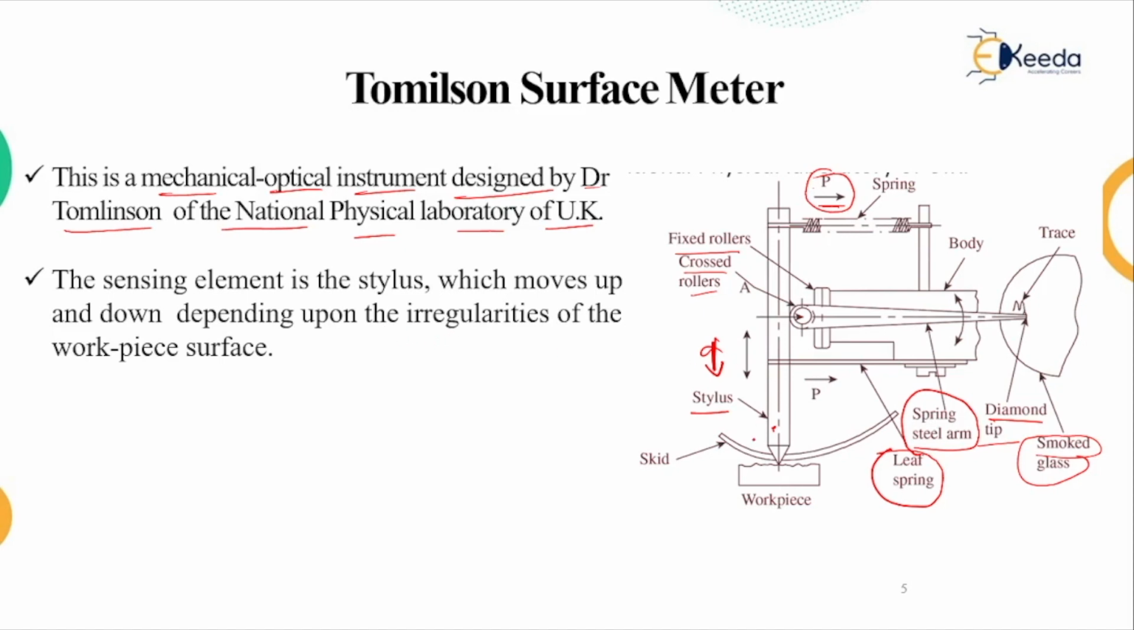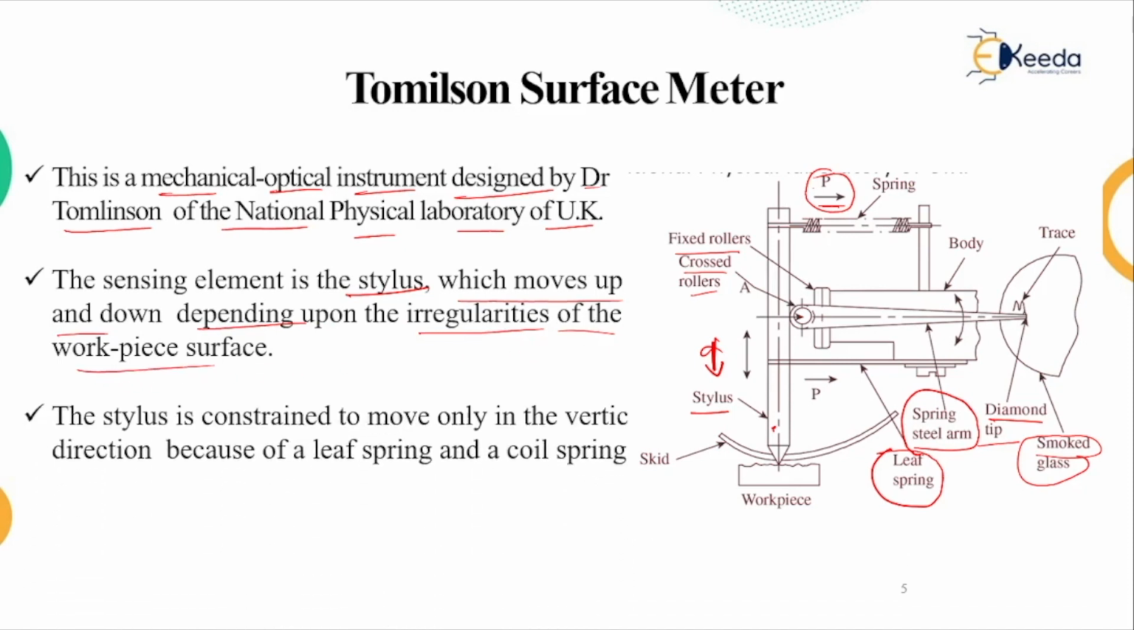What is the sensing element here? The sensing element is the stylus, which moves up and down depending upon irregularities of the workpiece surface. The stylus is constrained to move only in the vertical direction because of a leaf spring and a coil spring. Here we have a coil spring and here we have a leaf spring. These two springs constrain it to move in the vertical direction only. The horizontal movement is restricted.